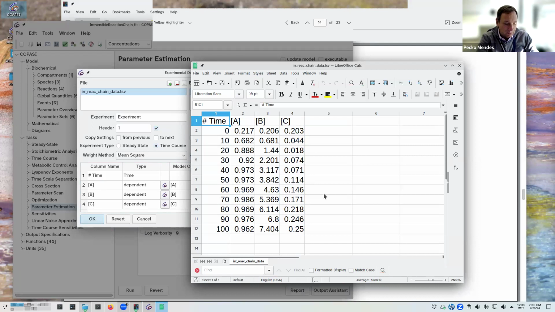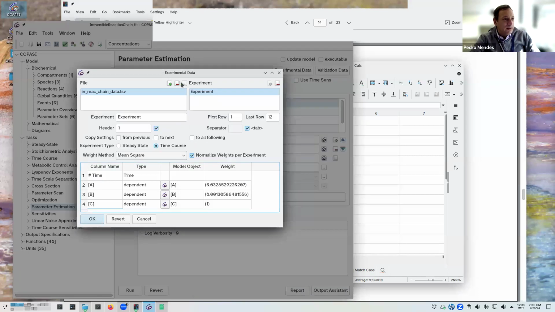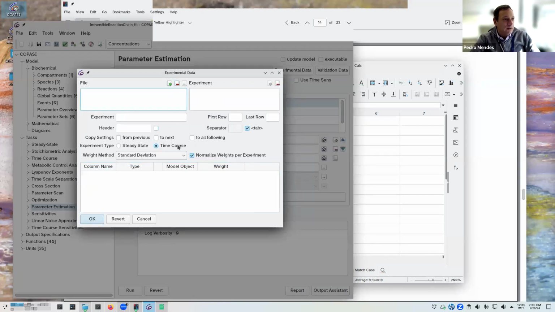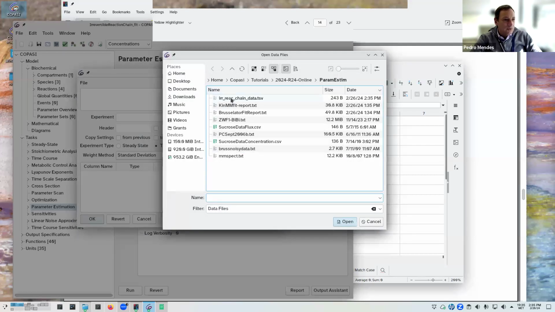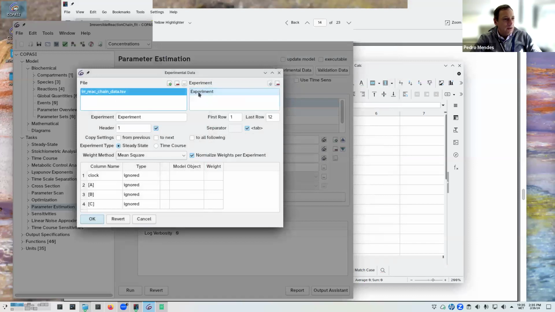In fact, I'm going to make those changes so that you will see. I'm going to call this clock rather than time. So if I save the data file, and now I remove it from here, I'm going to have to define everything from scratch. I'm going to choose the file that has my data, which is this one. And you see COPASI loaded it, and it shows me the headings here. So now it says clock.